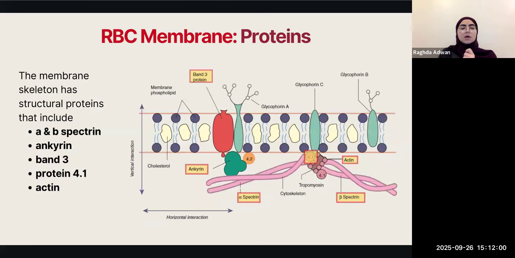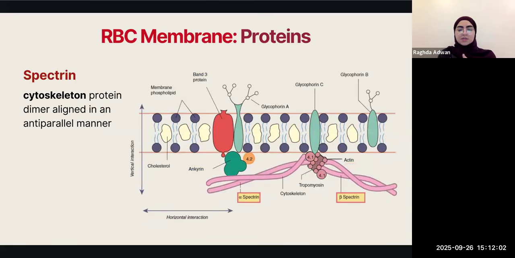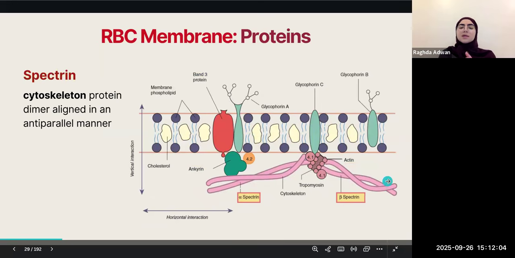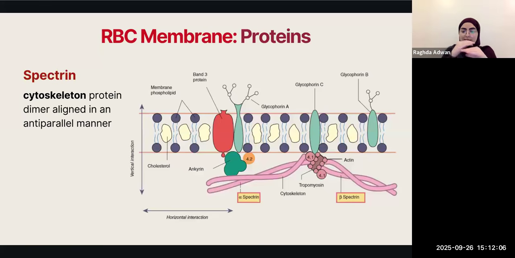So let's start with spectrin. These long pink tubes, spectrin is a cytoskeletal protein. You can see how it's aligned. It's not really part of the membrane. It's more part of the cytoplasm, but then it's anchored to the membrane.